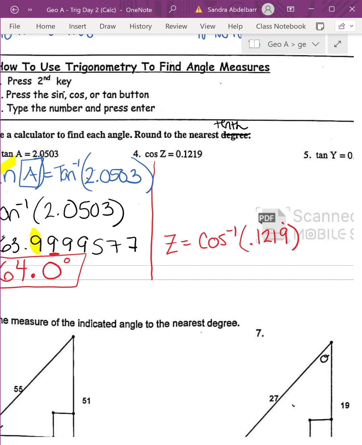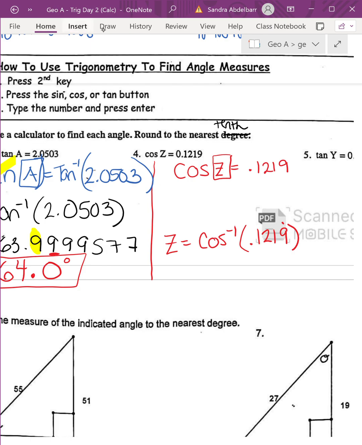All right. Ultimately, what's happening here? We have cosine of z equals 0.1219. We need to get z by itself, right? I can't divide just by cosine, because what does cosine always have to be with? Or sine or tangent? They have to be with an angle. So I can't just divide away the cosine if it's not accompanied by an angle. But I can cancel it out by multiplying by the inverse of cosine.